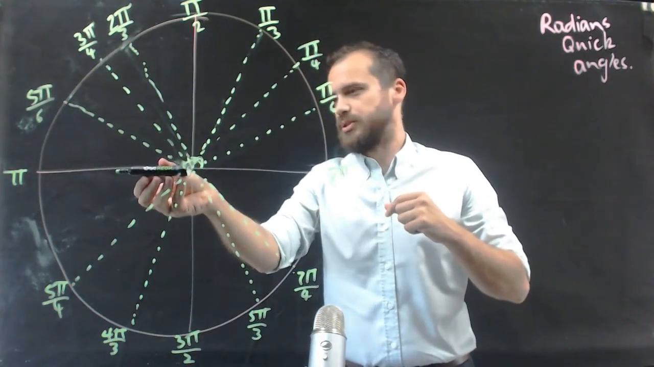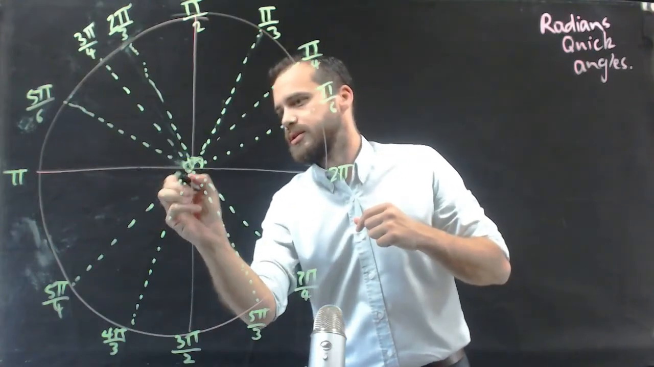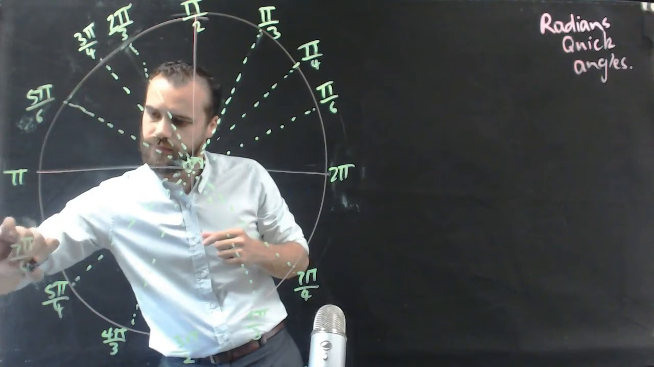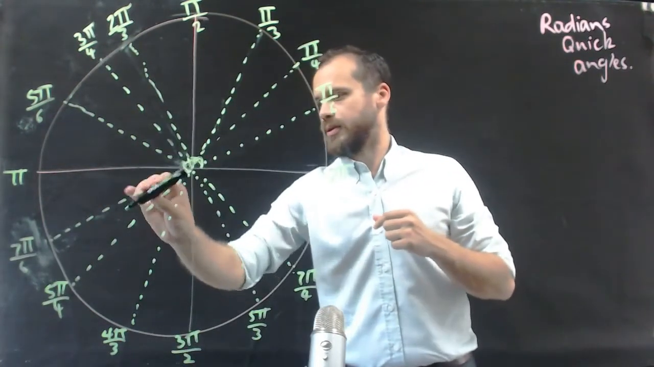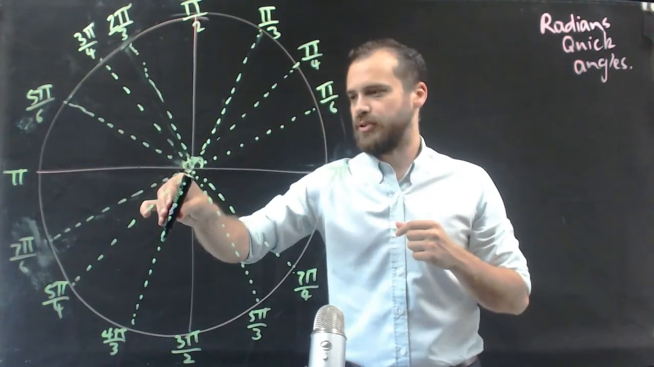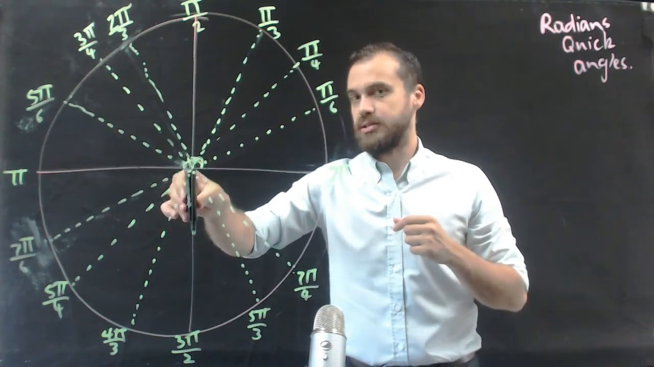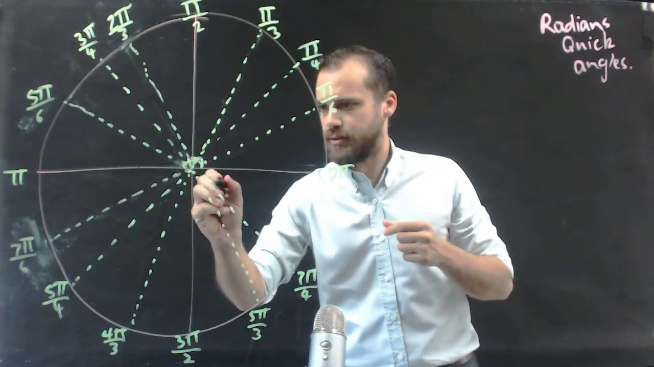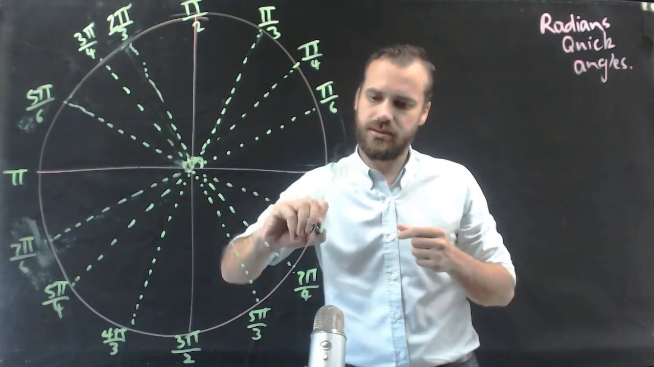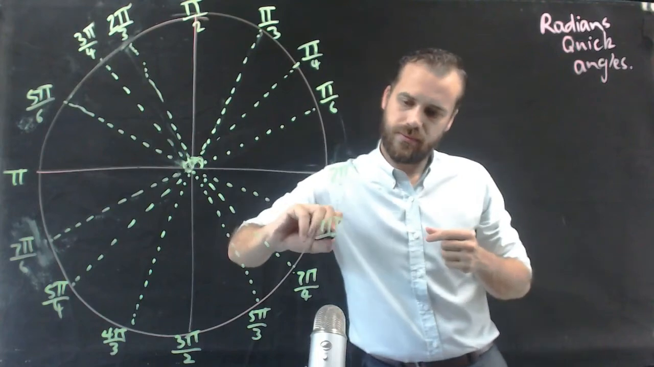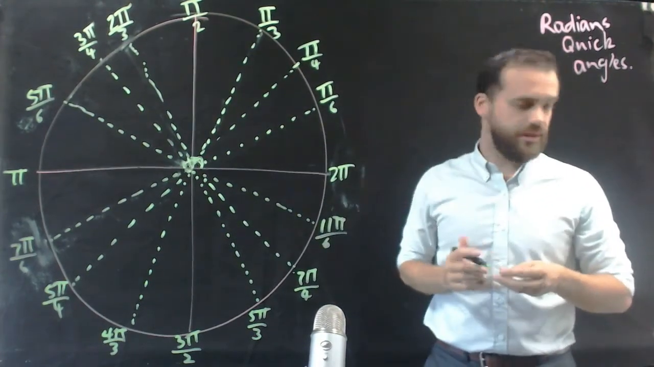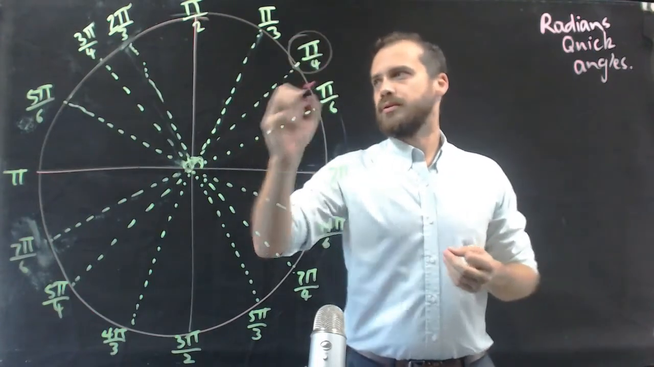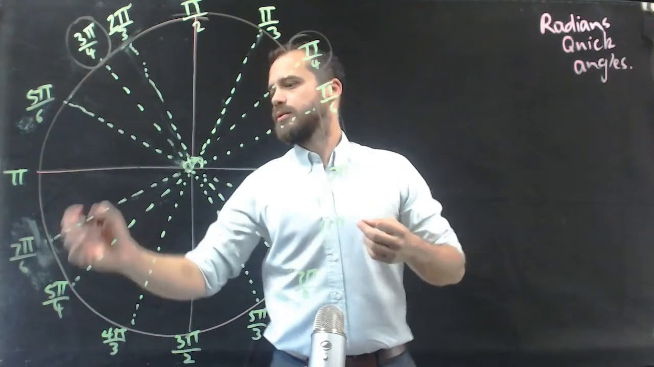6 pi on 6, which simplifies, 7 pi on 6, 8 pi on 6, which simplifies, 9 pi on 6, simplifies, 10 pi on 6, and 11 pi on 6, which is 330 degrees.